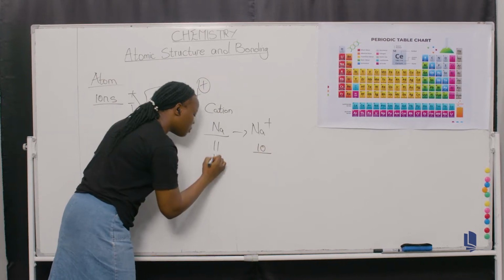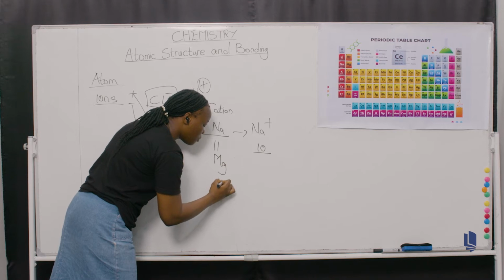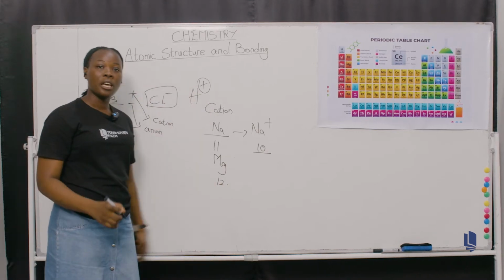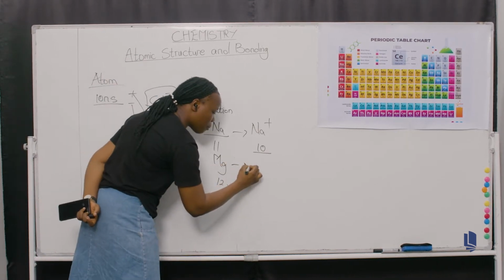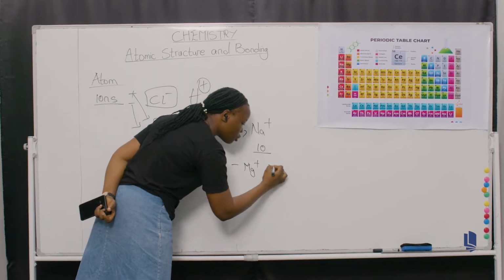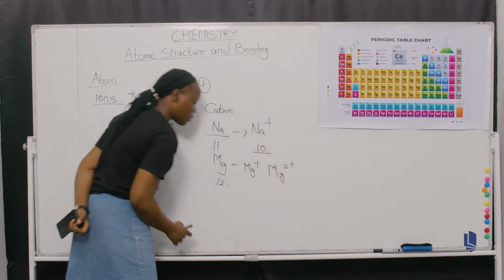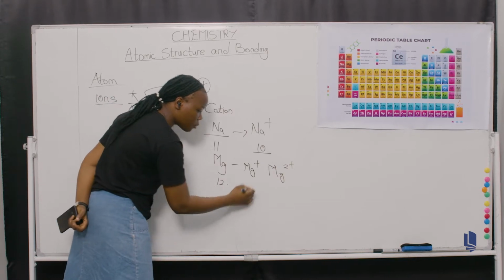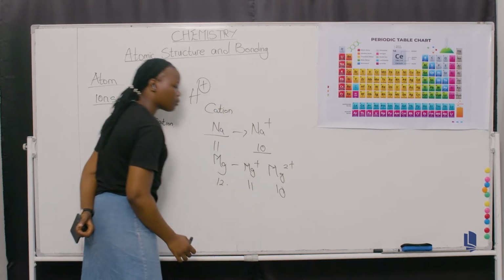Let's consider another element, magnesium. Magnesium is number 12 on the periodic table, right? If it loses one electron, it becomes Mg+. If it loses another electron, it becomes Mg2+. And it then moves from 12 to 11 to 10.